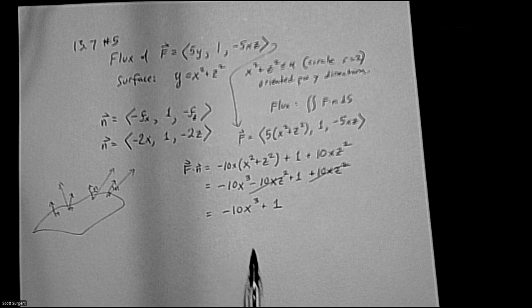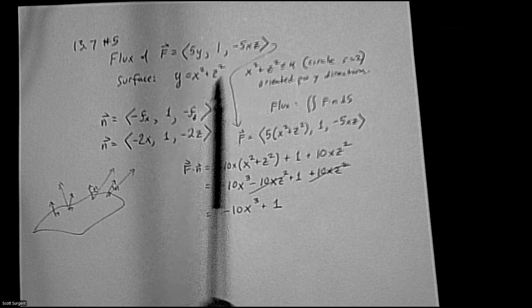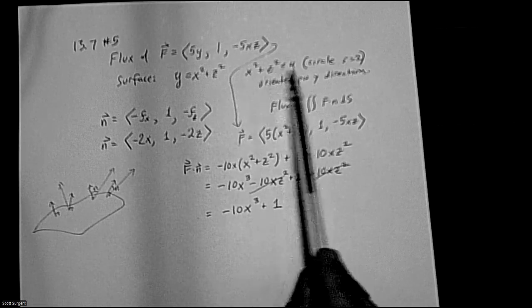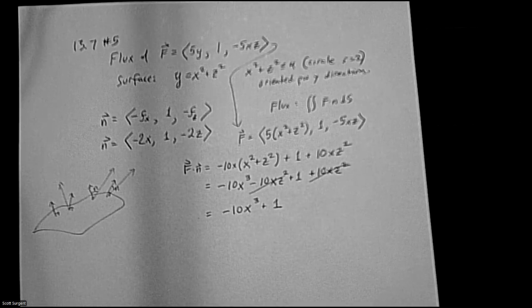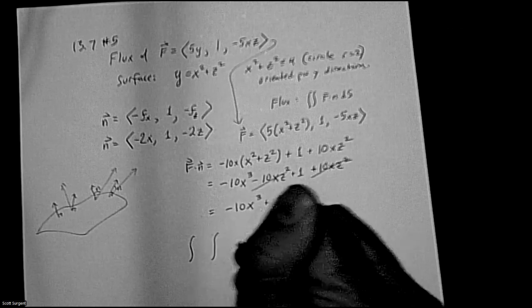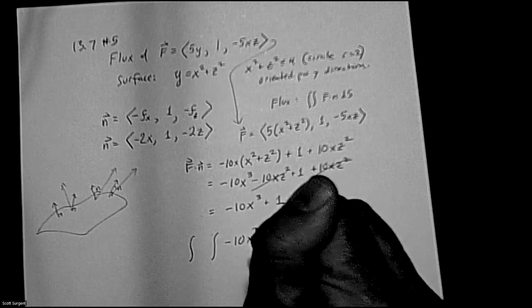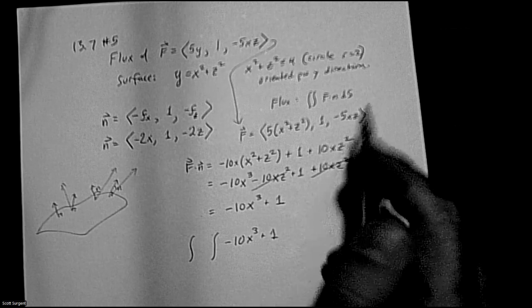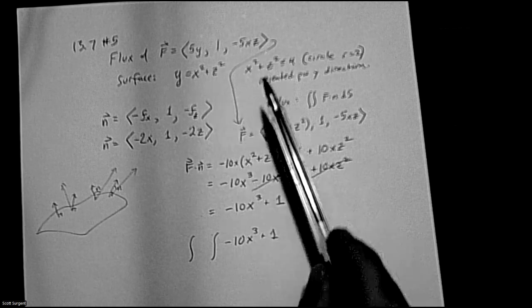All right, so we've got to work this double integral out, and we're going to do it over this region here, and actually this region right here. I don't like that cube, but we can still work with it. Let's just go with it. So it's the double integral of negative 10x cubed plus 1 dA.